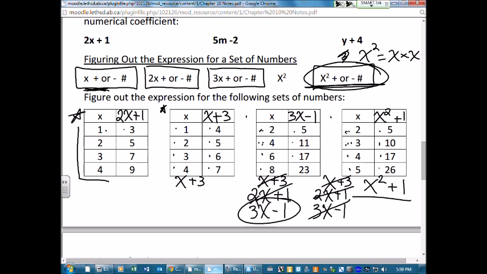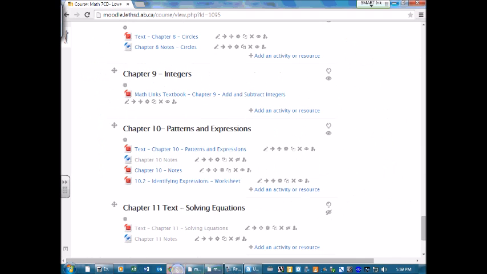And that, my friends, is how you work these. Now, on the website, there is this worksheet right here. That's a good one, identifying expressions. And it's the same process that we just went over. And then you can bring that to me and I can check over the answers if you'd like. Okay, that's the end of this video.